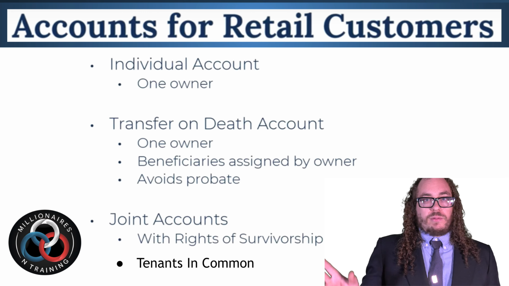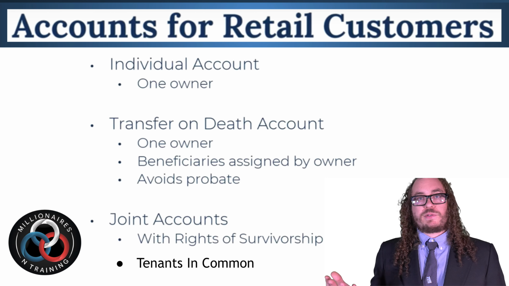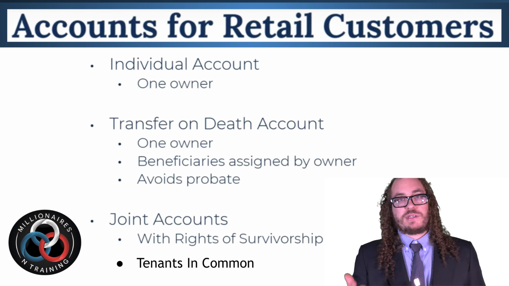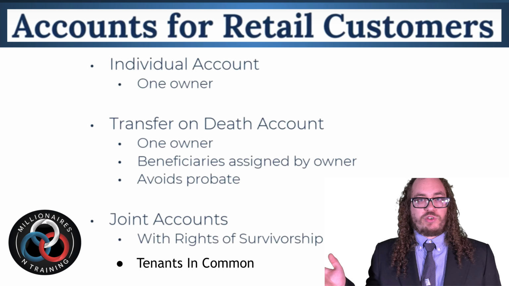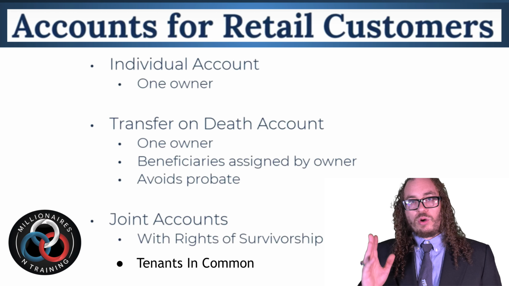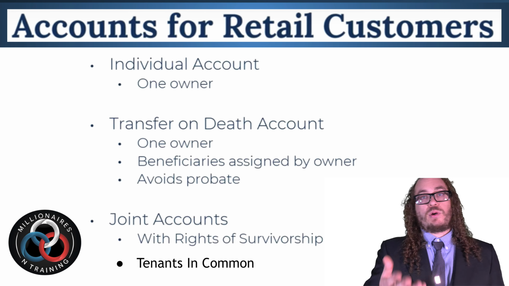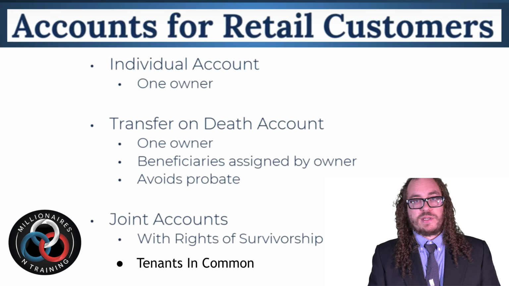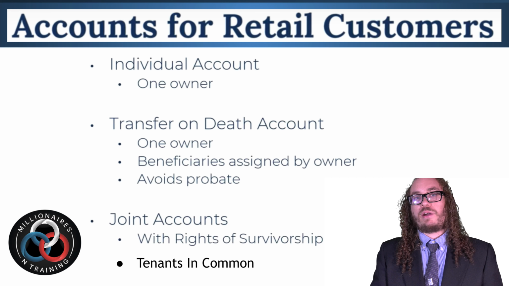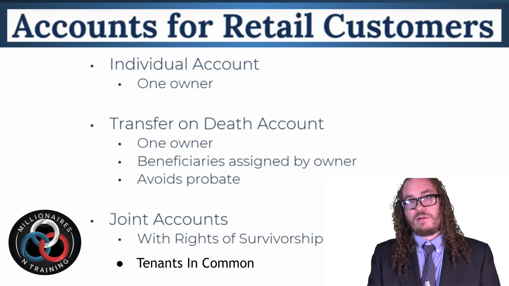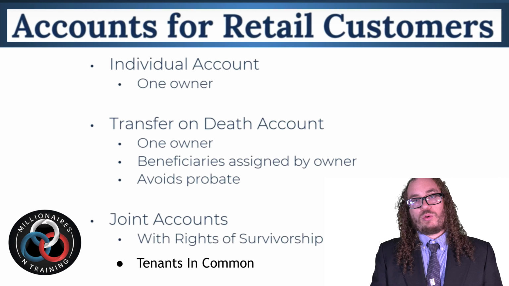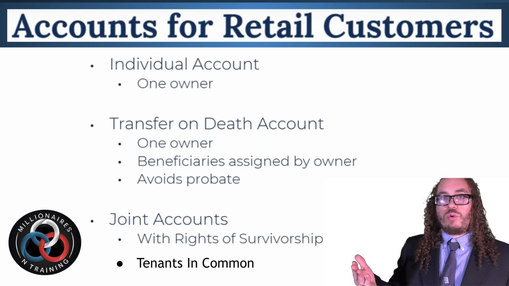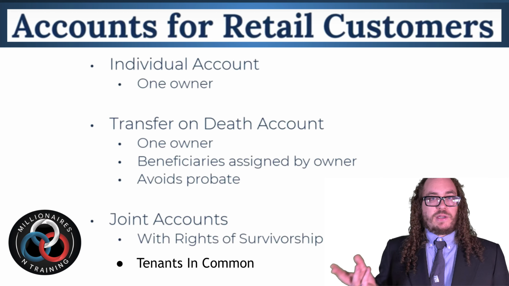Next is a joint account. We have two different joint account types, rights of survivorship and tenants in common. The joint account with rights of survivorship, or JTWROS accounts, is the most common style of joint account that we see. Both owners share in the proportionate ownership of the securities held within the joint account, and if one owner dies, then the remaining owner or owners retain the rest of the account.